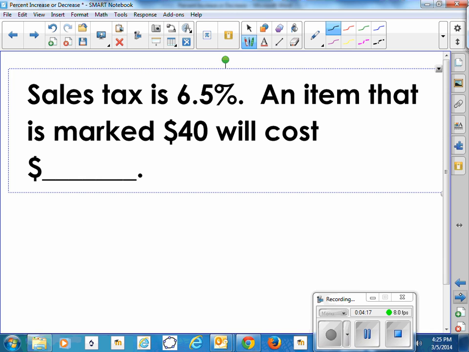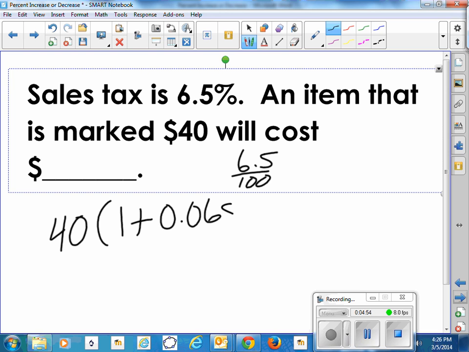So let's throw in a different example. Sales tax is 6.5%. An item that is marked $40 will cost what now? Well, so now I'll just multiply my $40 times 1 plus, this time because sales tax is added instead of, so we're not marking this down, we're marking it up by 6.5%. And the 6.5% would be 6.5 over 100, which is 0.065.